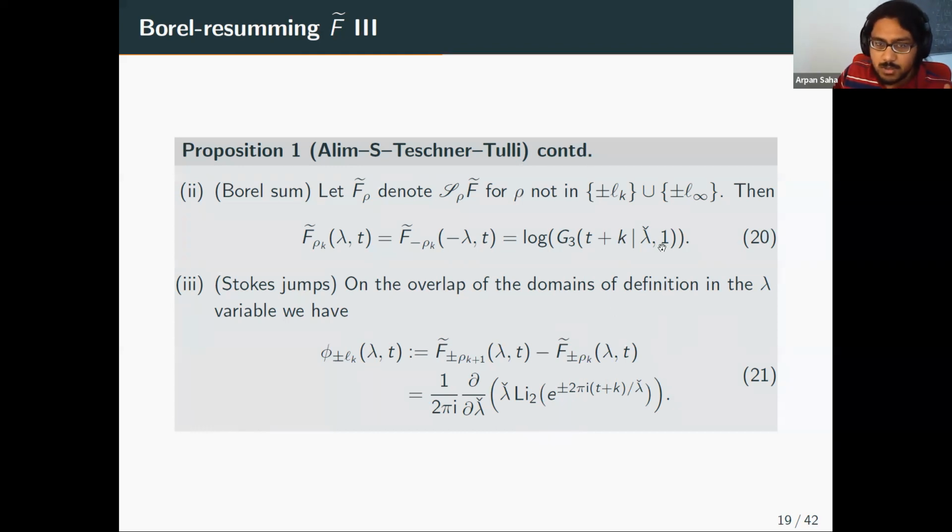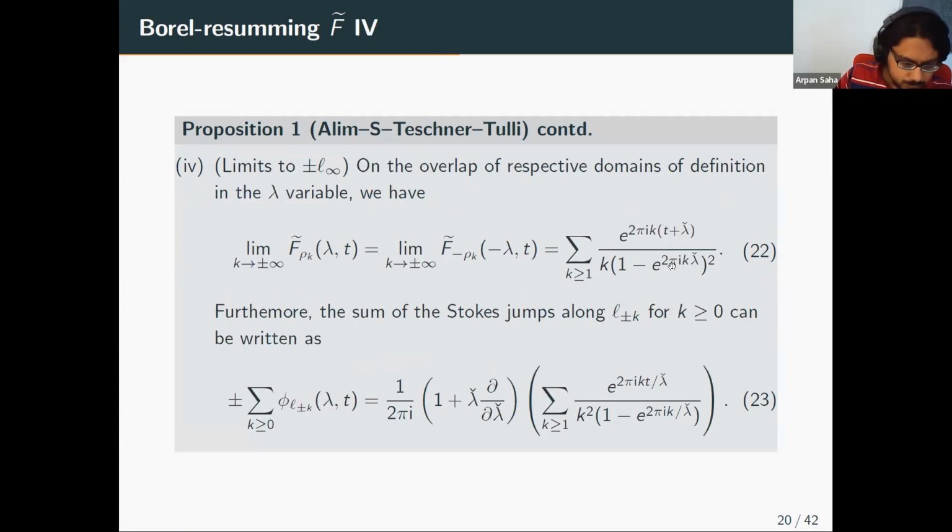Okay, so this was for finite values of k, but it turns out that I can sensibly take a limit of k going to plus or minus infinity. I have all these expressions for a finite value of k, and I can take the limit of that for k going to plus and minus infinity. And in that limit, this is what we are going to get. In both the plus and minus limits, we get this expression for the Borel resummation. And you might recognize this as the Gopakumar-Vafa resummation.